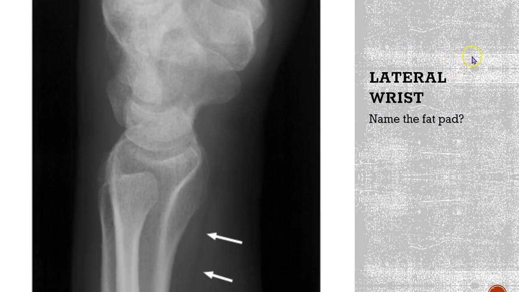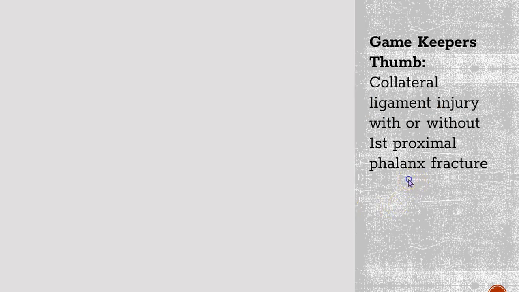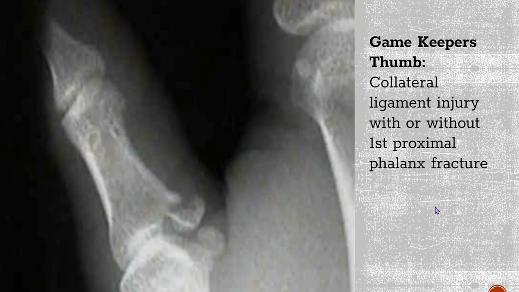Okay, here's our first fat pad question. So this is a lateral wrist. What is the name of the fat pad that sits anterior to the distal radius? If you said pronator fat pad, you are correct. Good job. All right, next, gamekeeper's thumb.